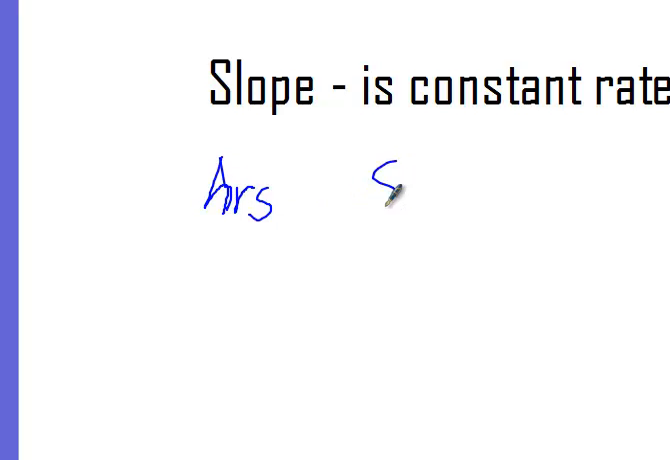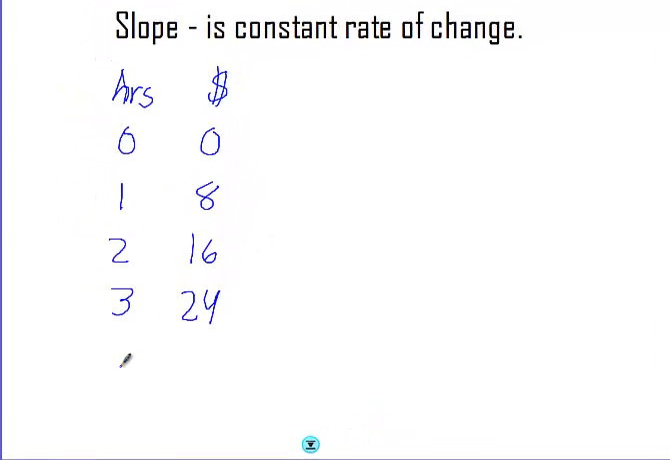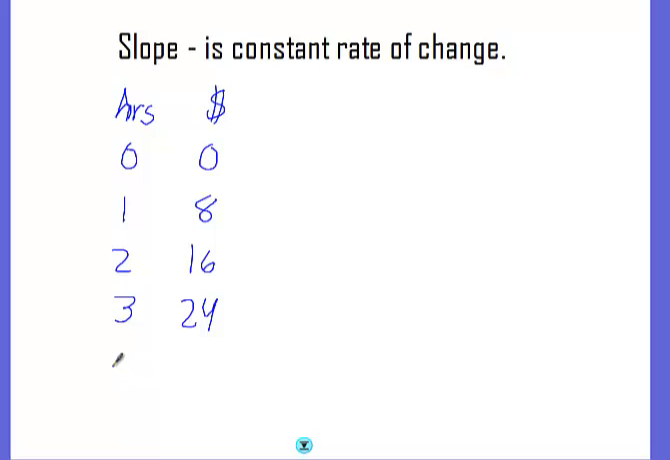So, let's say here's hours, and then here's your money. If you work 0 hours, you have $0. If you work 1 hour, you have $8. If you work 2 hours, you have $16. If you work 3 hours, you have $24. Then we can guess what happens if you work 12 hours.